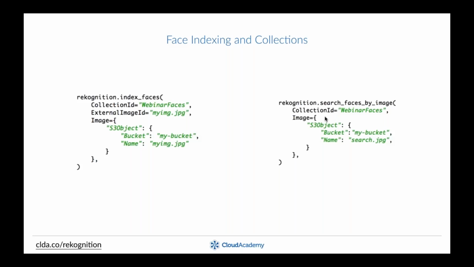But if you call the search API with an image that was never indexed, you will still get a match if there are similar faces in the collection. So this can actually be used to implement some kind of face-based authentication, if you want.